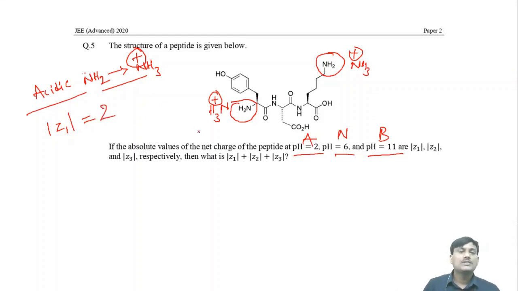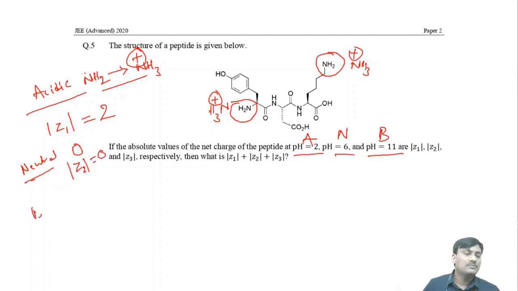If you take a neutral medium, this is about acidic. The pH is equal to 6, nearly neutral medium. Here in neutral medium, there is no protonation or deprotonation. So the total charge on the molecule will be 0. So what is the Z2? The Z2 is equal to 0.